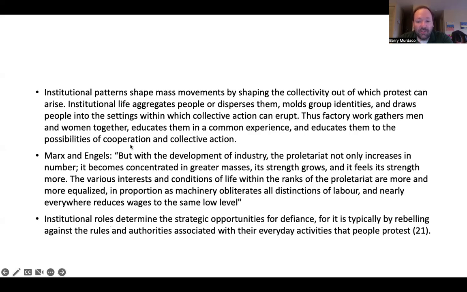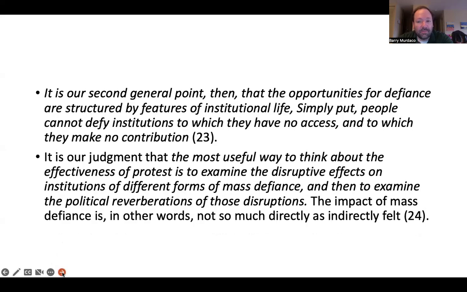Institutional roles determine the strategic opportunities for defiance, for it is typically by rebelling against the rules and authorities associated with their everyday activities that people protest. So again, people cannot defy institutions that they do not have access to. Basically, they want to examine the disruptive effects of institutions on different forms of mass defiance, and then to examine the political reverberations of those disruptions.